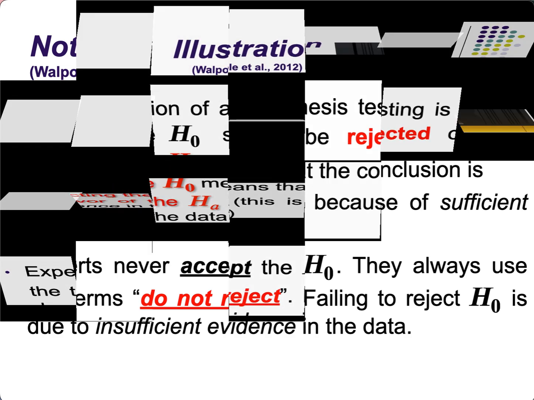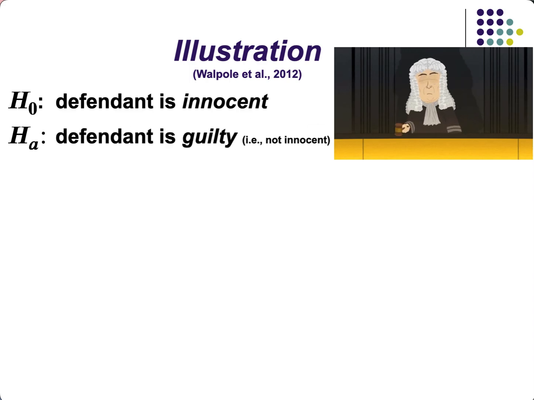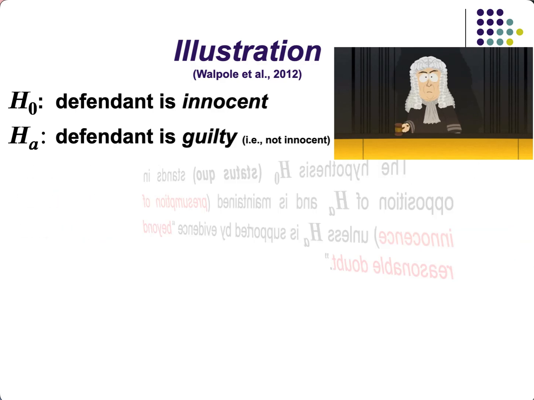A beautiful analogy for this, according to Walpole, is the courtroom analogy. This is taken from his wonderful book, Probability and Statistics for Engineers and Scientists. If I'm not mistaken, this is together with Myers, Ye. I think there are two Myers there, and Walpole himself. The statements of Walpole regarding this analogy are: the null hypothesis is that the defendant is innocent, and the alternative is the defendant is guilty, or of course not innocent.